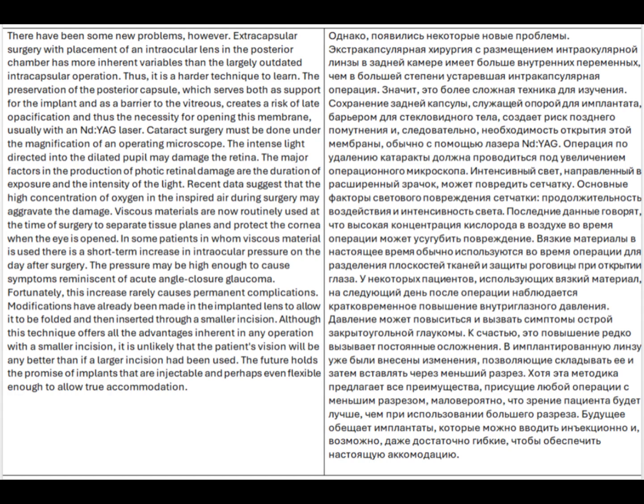The future holds the promise of implants that are injectable and perhaps even flexible enough to allow true accommodation.